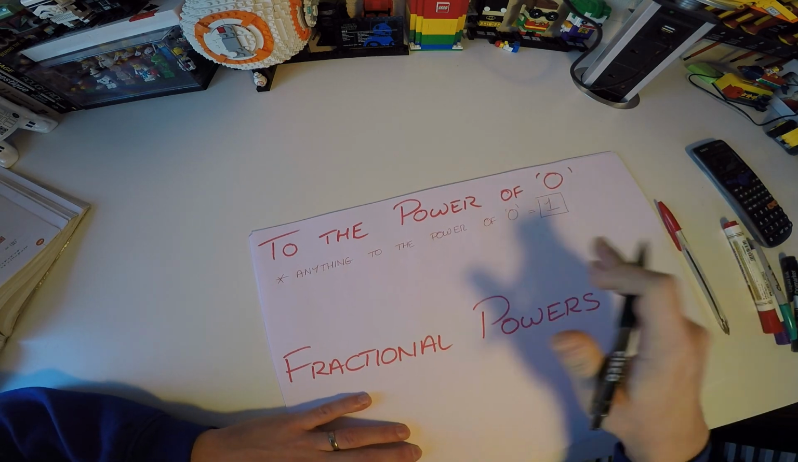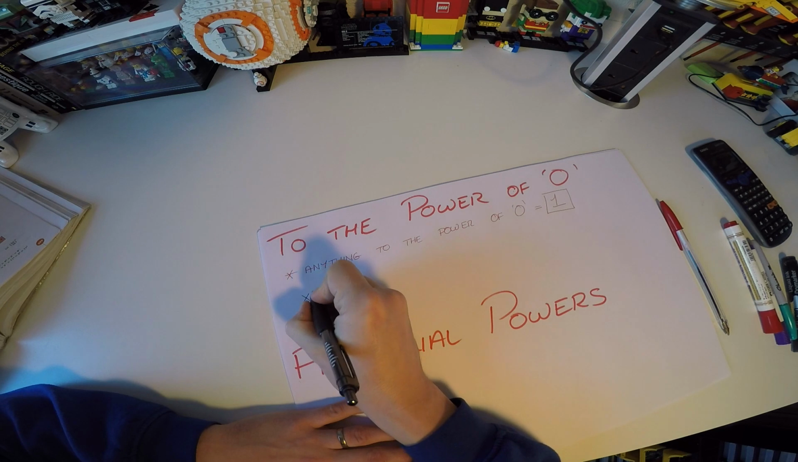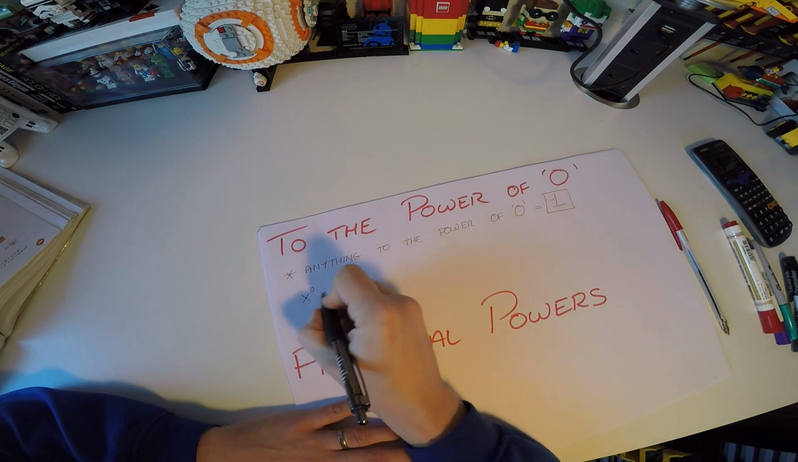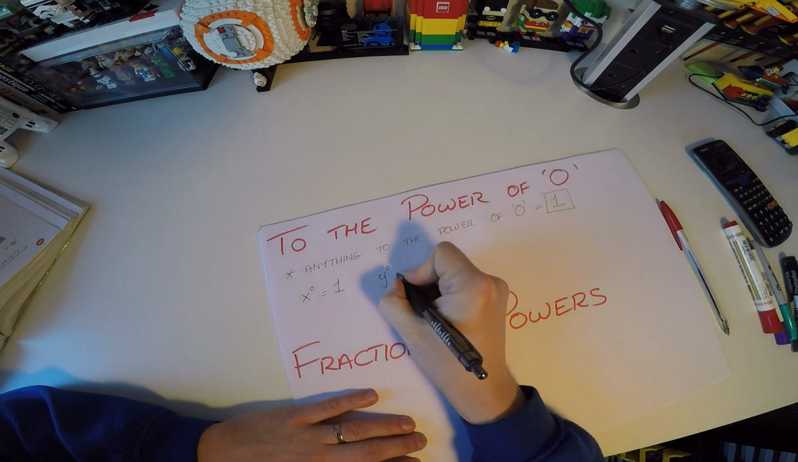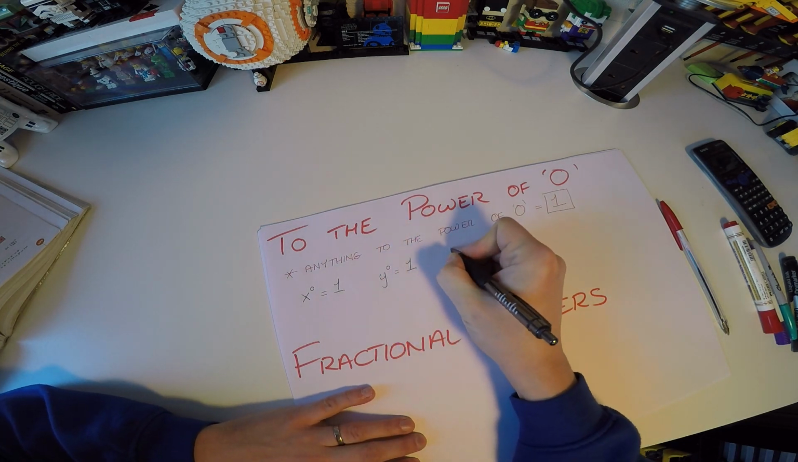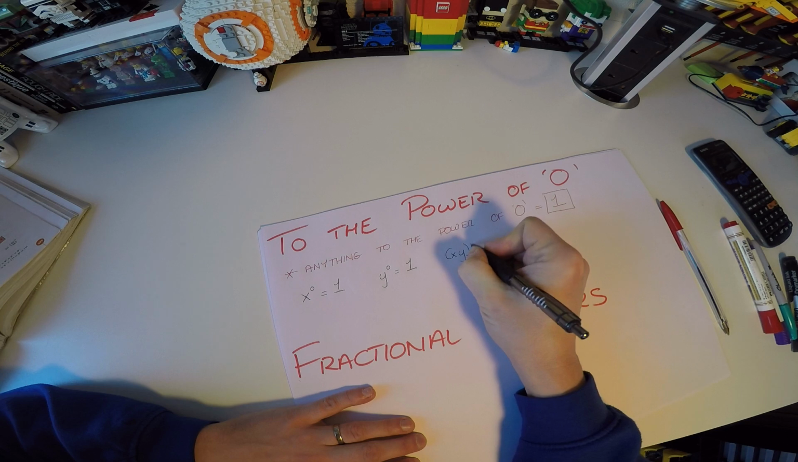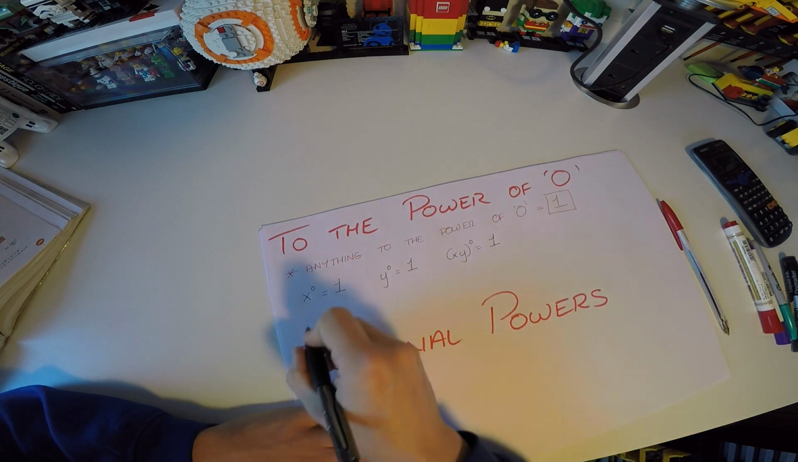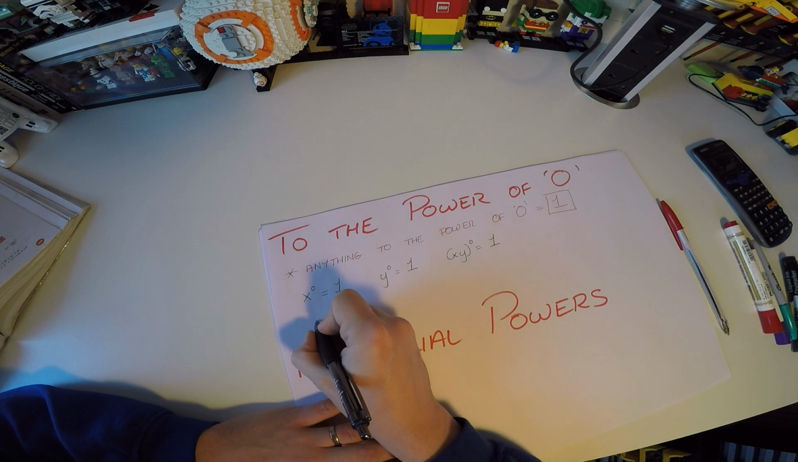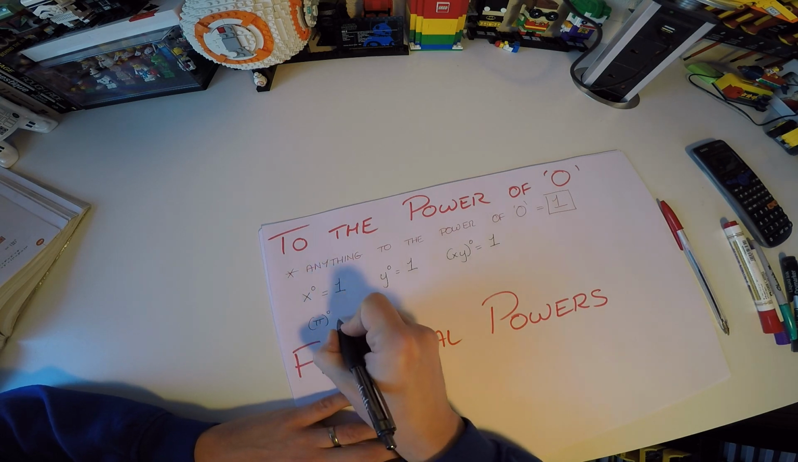So it might seem strange if it's your first time seeing that, but x to the power of 0, regardless of what x is, equals 1. y to the power of 0 equals 1. xy to the power of 0 equals 1. Doesn't matter what I do. Even something crazy like pi to the power of 0.